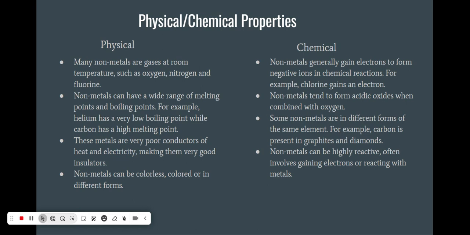Some chemical properties are that nonmetals generally gain electrons to form negative ions in chemical reactions. For example, chlorine gains an electron. So nonmetals tend to form acidic oxides when combined with oxygen. And some nonmetals exist in different forms of the same element. So for example, carbon is present in graphite and diamonds. Nonmetals can be highly reactive, often involving gaining electrons or reacting with metals.